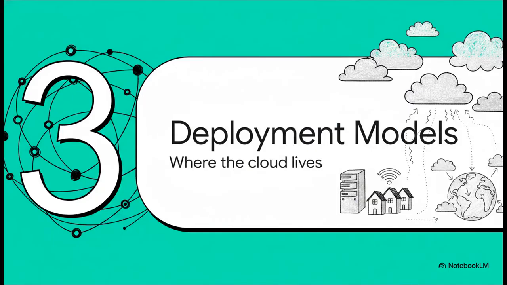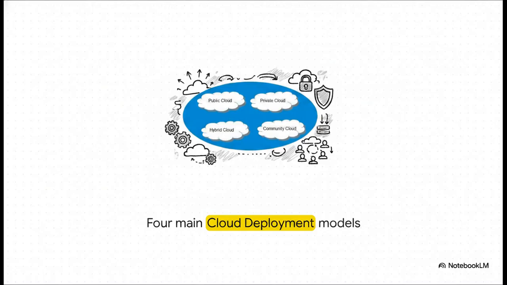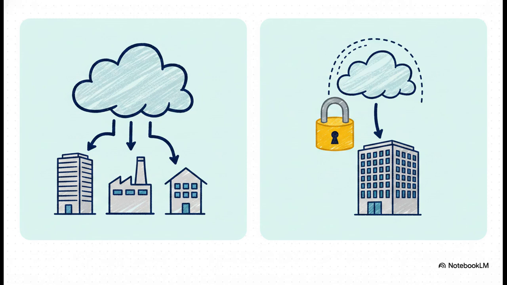All right, Section 3, cloud deployment models. So where does your cloud actually live? Well, deployment models define the specific type of access an organization has to the cloud infrastructure. And there are 4 primary flavors here: public, private, hybrid, and community. Let's put the 2 heavyweights head-to-head first, public versus private.